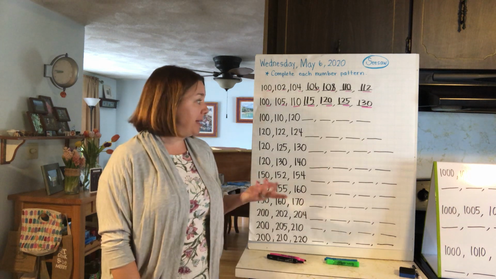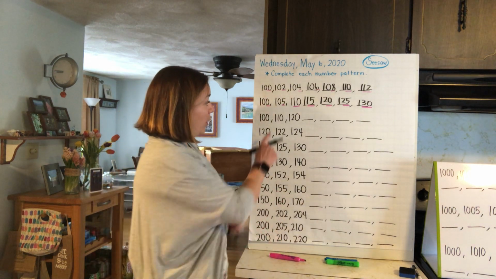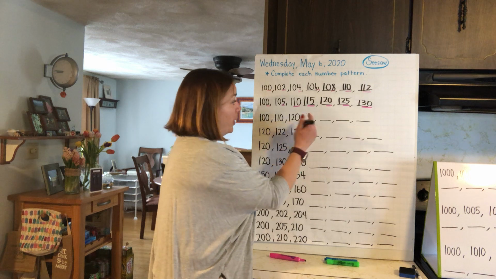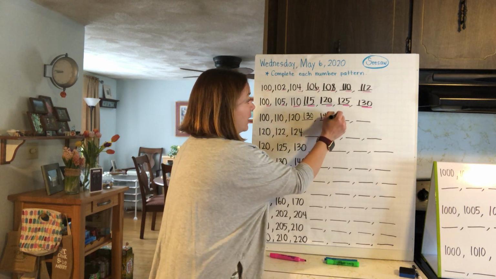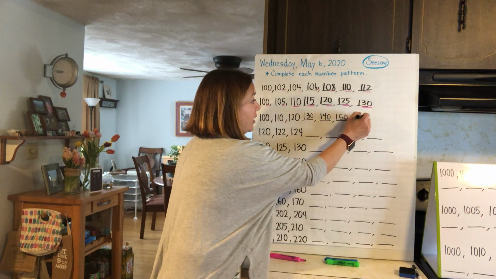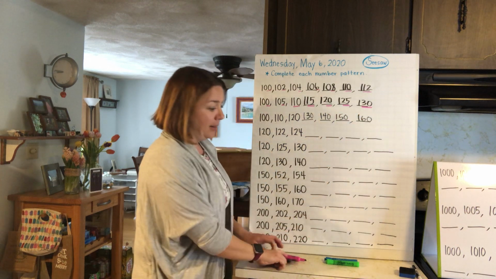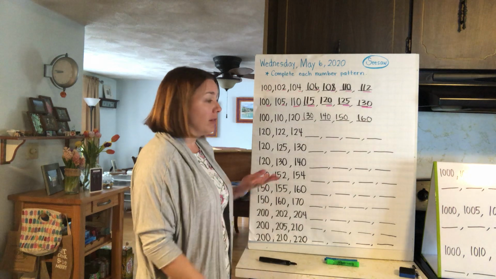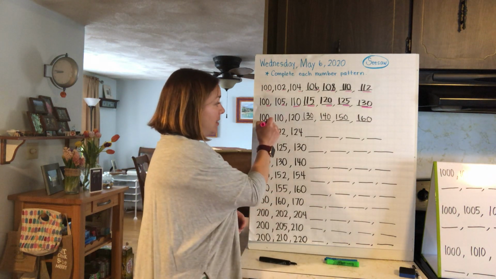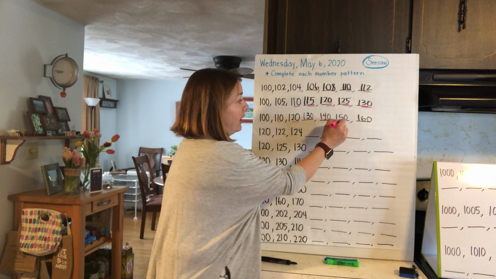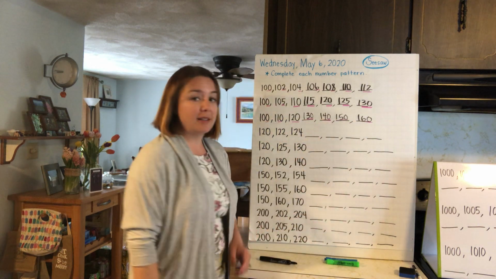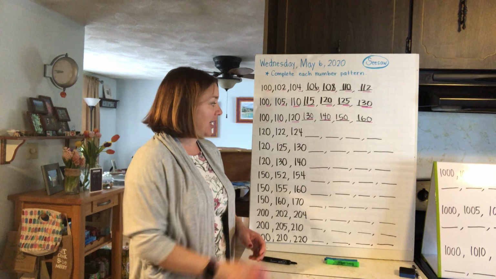In this pattern, we're counting by 10s. 100, 110, 120, 130, 140, 150, 160. Now let's look at the parts that keep repeating. What's that pattern when we're counting by 10s? 0, 10, 20, 30, 40, 50, 60. Are you getting it? All right, it's going to get a little trickier now.